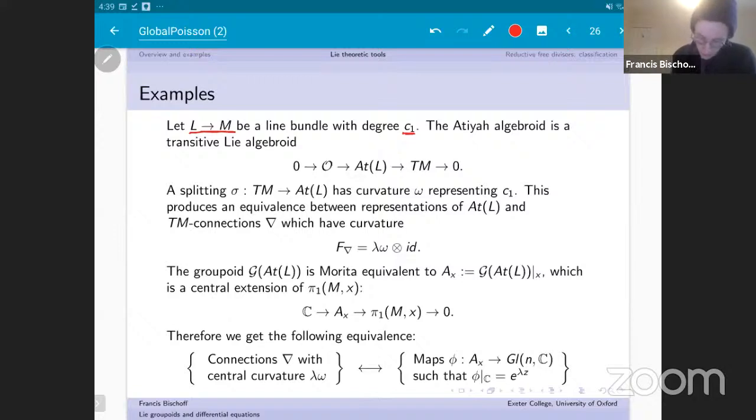So just as before, if we take a splitting, sigma, this will have a curvature, omega, which represents the degree of the line bundle. And this produces an equivalence between representations of the Atiyah algebroid and connections for the tangent bundle, which have a central curvature like this. And now this groupoid is Morita equivalent to a group, which is a central extension of the fundamental group. And so we get an equivalence between the connections which have central curvature and representations of this central extension of the fundamental group.